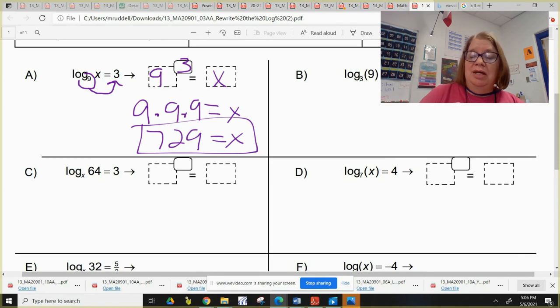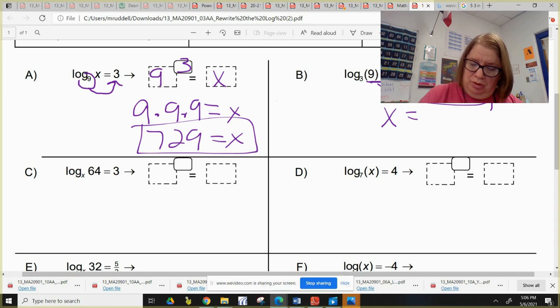Look at the next one, b. The base is 3. The exponent is x. And the argument, or the other number over here, is 9. That goes in this box. Now, most of you can look at that, and if we go 3 to the power of x equals 9, what number do we raise 3 to? What power do we raise 3 to make 9?